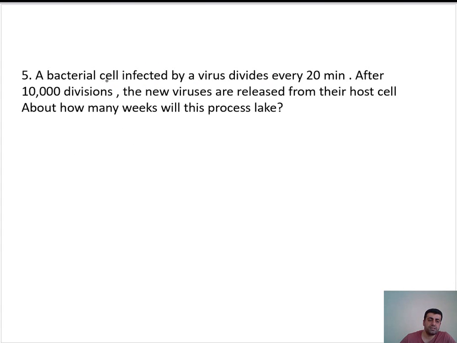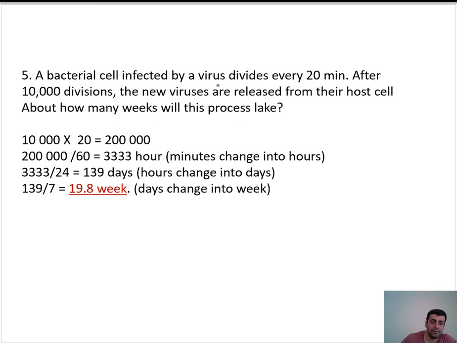A bacterial cell infected by a virus divides every 20 minutes. After 10,000 divisions, the new viruses are released from their host cell. About how many weeks will this process take? Every 20 minutes, the cell divides. Then 10,000 divisions, 10,000 times 20, is going to be 200,000 minutes.